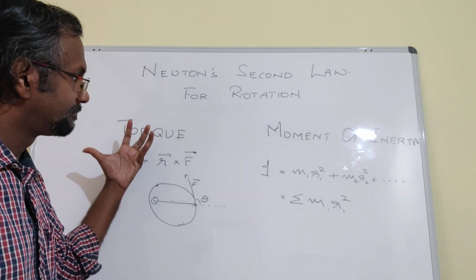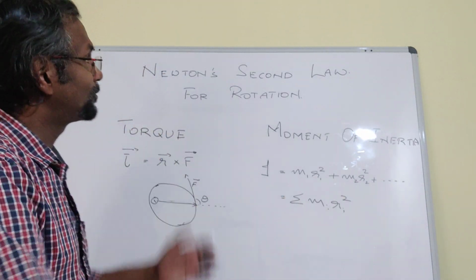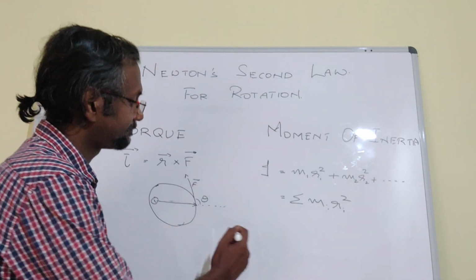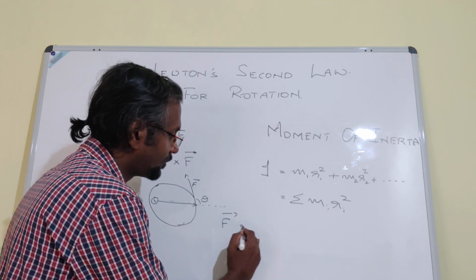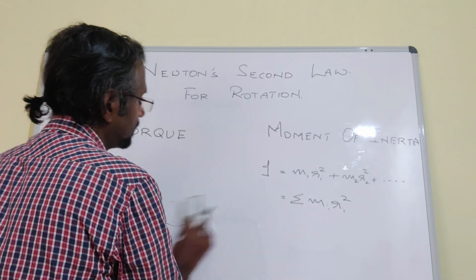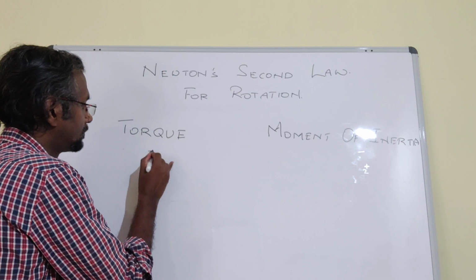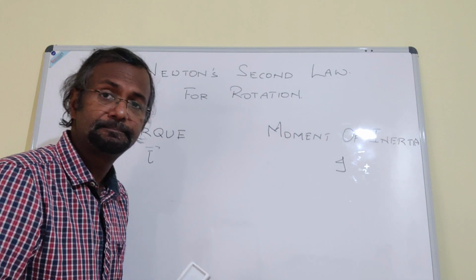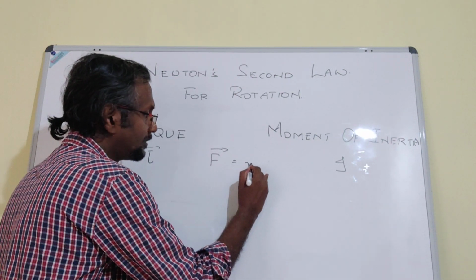So now we have torque and we have the moment of inertia, and now it's time for us to write Newton's second law. We know that Newton's second law in translational motion is F is equal to ma. So we have torque, that's tau, and we have moment of inertia, which I'm going to represent by I.